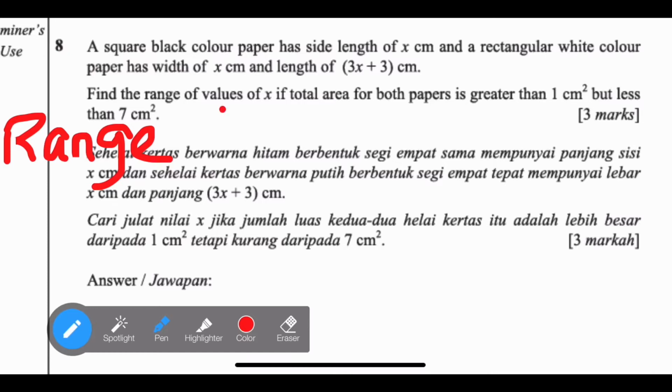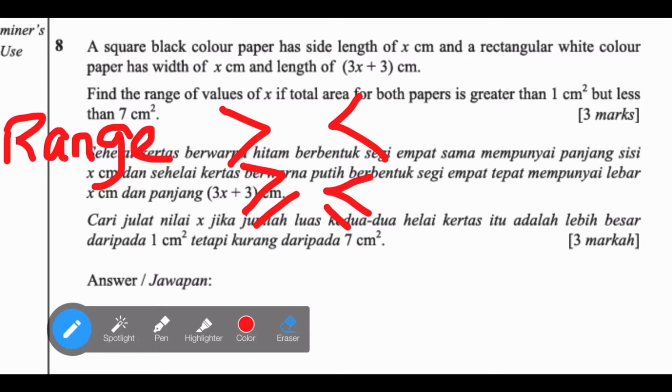So the keyword is range. Whenever you see range of values of x, your answer should be either greater than or less than, or greater than or equal, or less than or equal. So we don't have equal to certain values here. Be careful when you do the question. When you see range of values of x, please don't leave your answer as x equal to something or a certain value. That will definitely be a wrong answer. Range means it must be in terms of inequality.